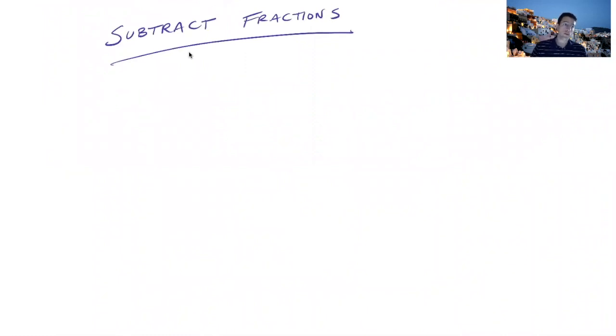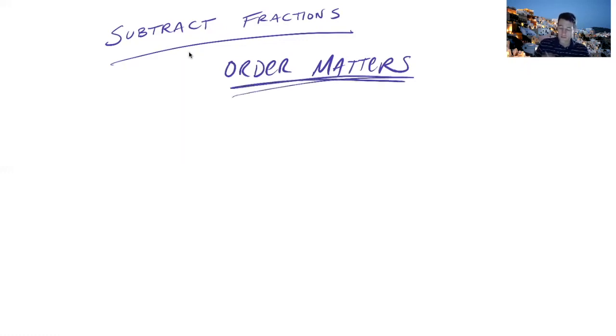The only difference, and we always have to remember this, which goes back to subtracting whole numbers: order matters. Order matters in subtraction. It matters in division. With addition and multiplication, order doesn't matter. We have the commutative property and the associative property that tell us we can add or multiply in any order we want. The result, the product, the sum will be the same. But order does matter in subtraction.